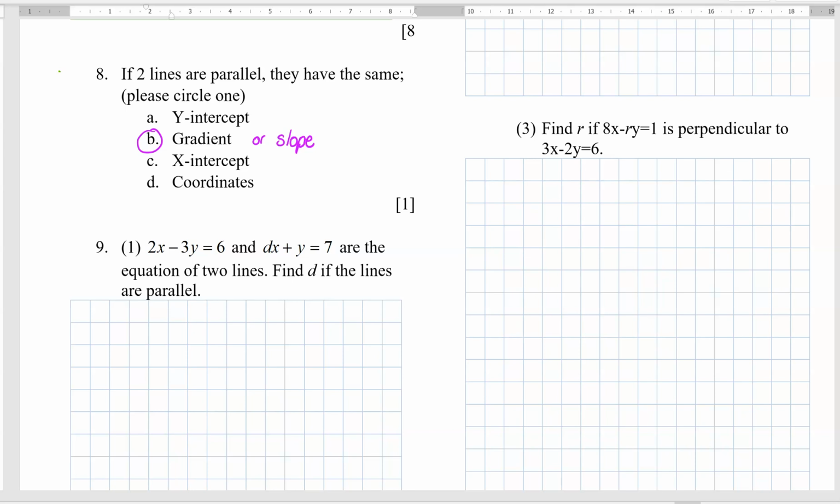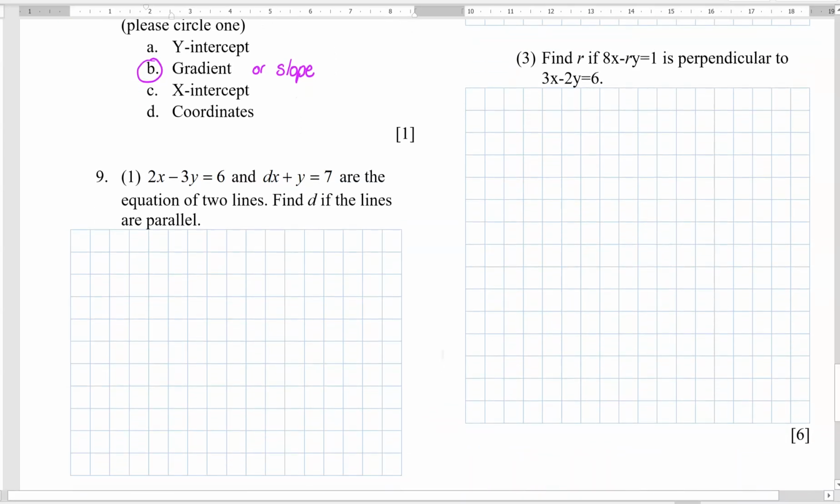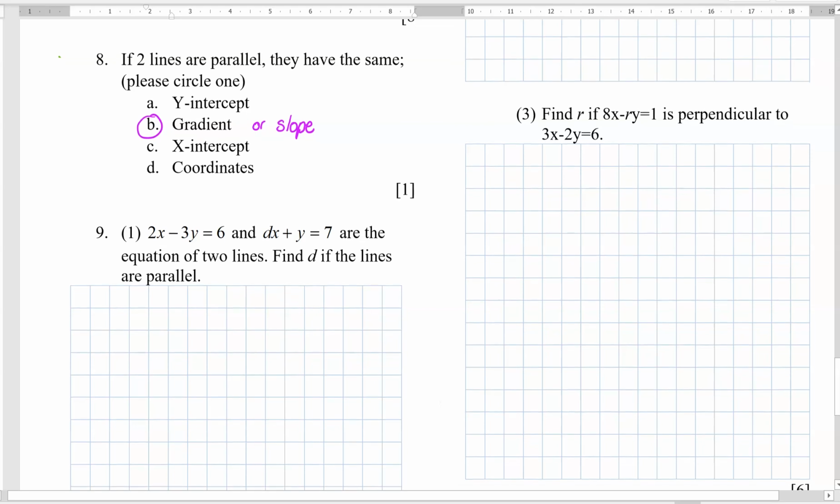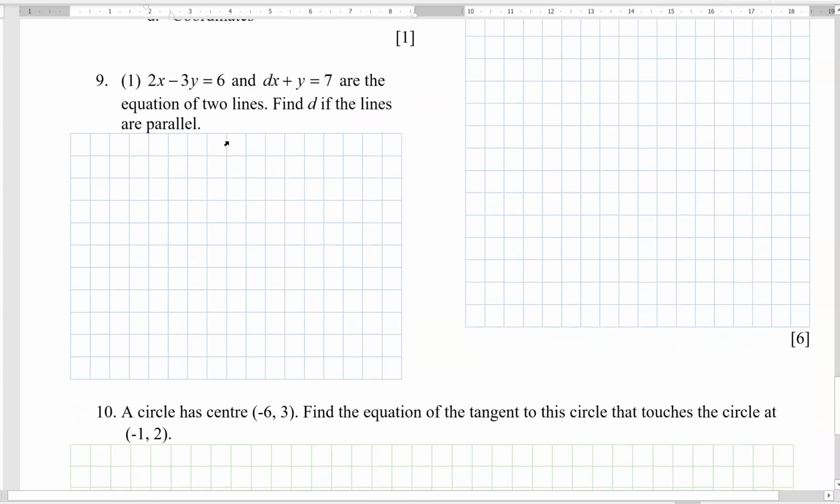Right, last couple of questions. So hopefully you have been going pretty well so far. Question 8, if two lines are parallel, they obviously need to have the same slope. Okay, so if they're parallel, sloping the same way. So that leads on to question 9, where we have two equations and we're told find D if they are parallel.